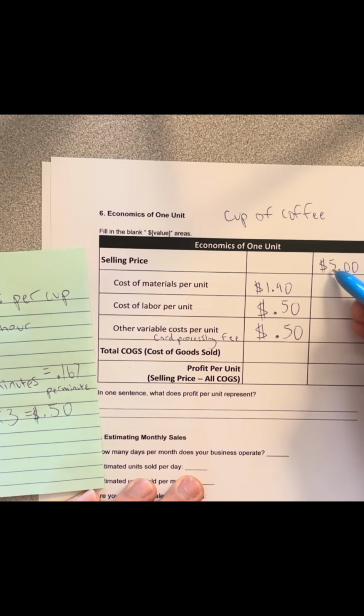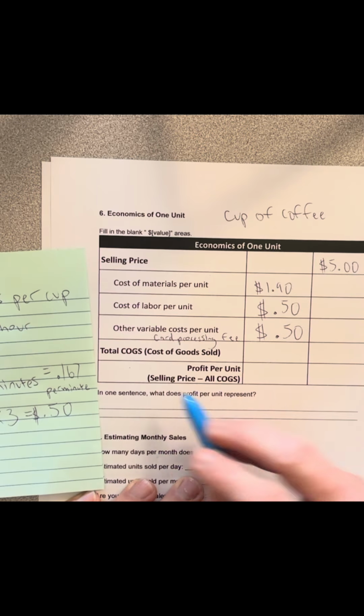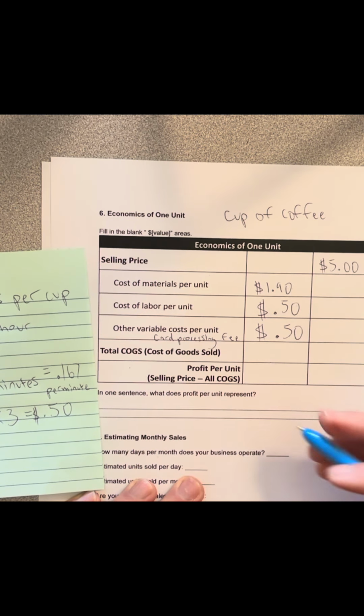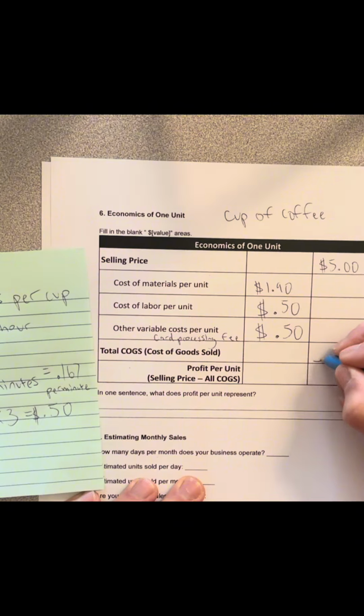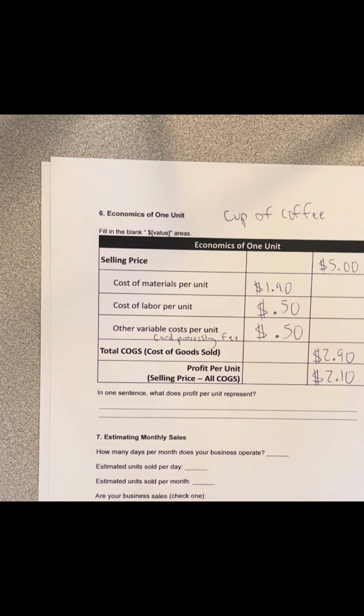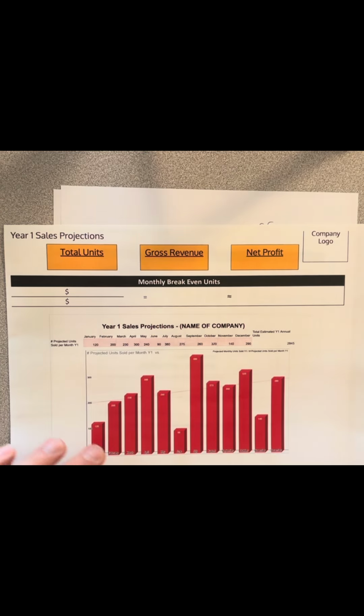If we know how much we're selling this for, and we know the cost of materials for each unit, as well as the labor per each unit, and other fees that might be associated with this, if we add all of these up, this is what's called our cost of goods sold, the COGS. And so in this case here, we are going to have $2.90 as our cost of goods sold, our COGS. So if we sell it for $5 and we have COGS of $2.90, that is going to leave us with a profit per unit of $2.10.